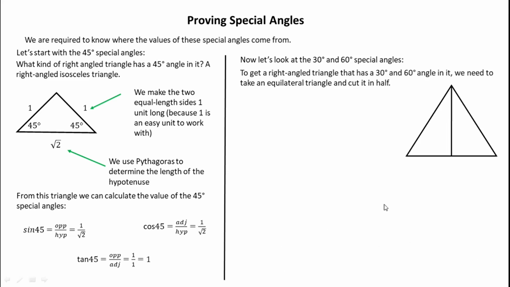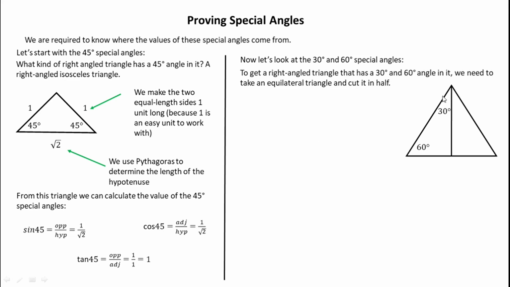So here's our equilateral triangle. If I cut it in half, such that this is a right angle here, that angle is going to be 60 degrees because, of course, all the angles of an equilateral triangle are 60 degrees. This angle here is going to be half of 60 degrees, which is 30 degrees. So now I have a right angle triangle with a 60 degree angle in it and a 30 degree angle in it.